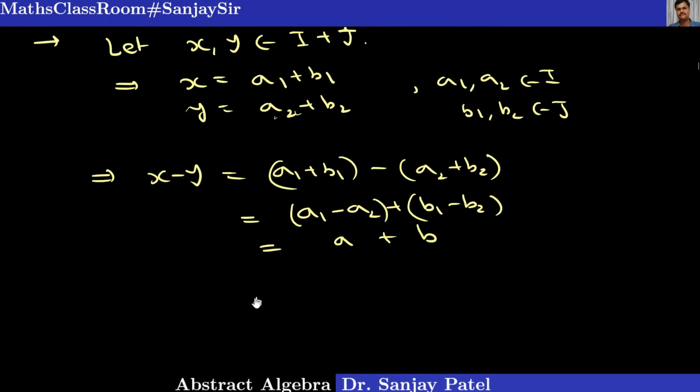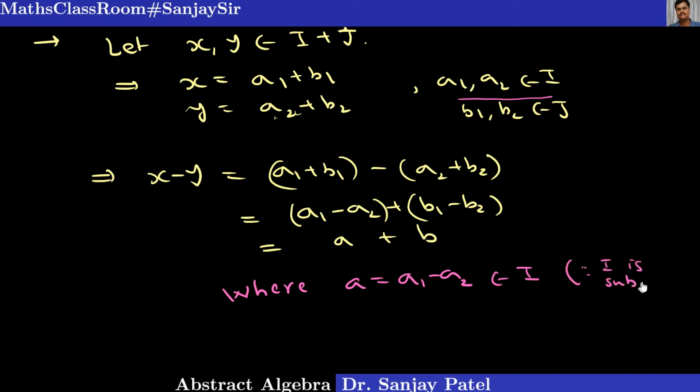Okay, where a is a1 minus a2, and it belongs to I, because I is an ideal, so it is a subgroup. So whenever a1, a2 belong to I, we have a1 minus a2 belongs to I, because I is a subgroup.